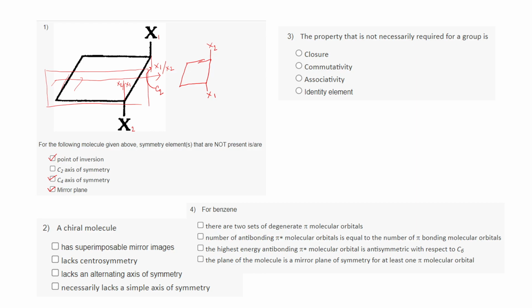And so I think this question 1 is cleared, right? That these 3 things are not present. So can I go to the next question, the second one?